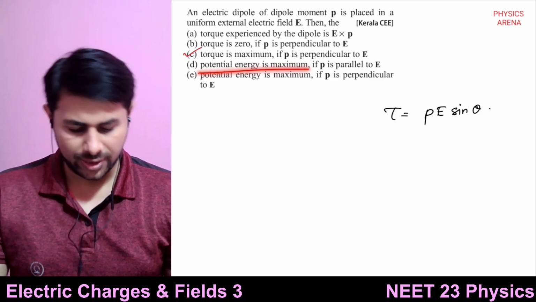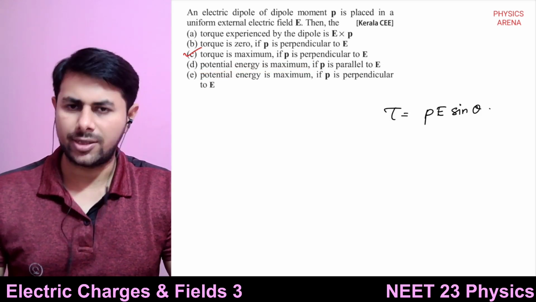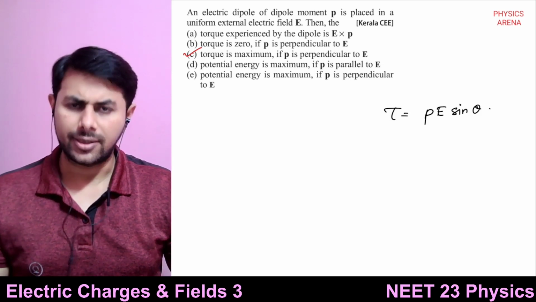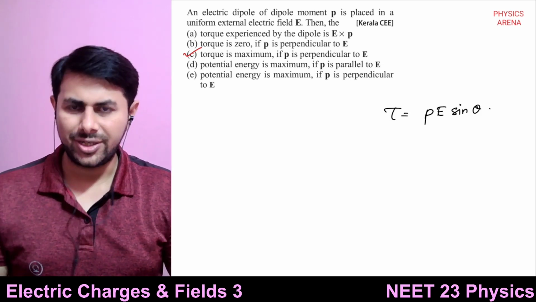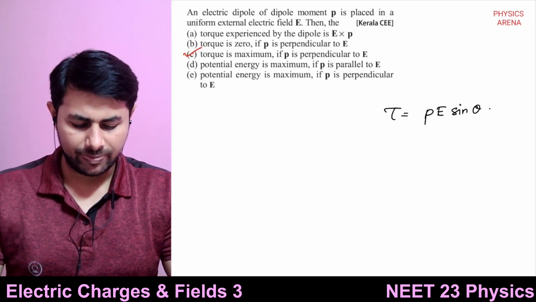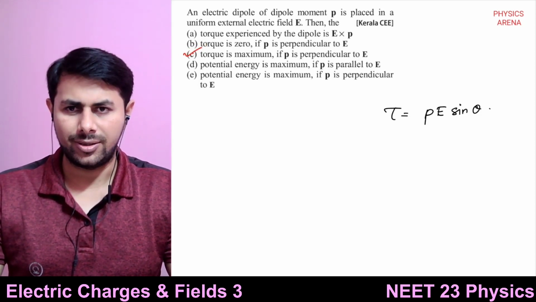Then potential energy. We didn't learn about potential energy. We'll learn about it in the next chapter. Okay, so we don't need it here. The answer is option C. Torque is maximum if P bar is perpendicular to E bar.